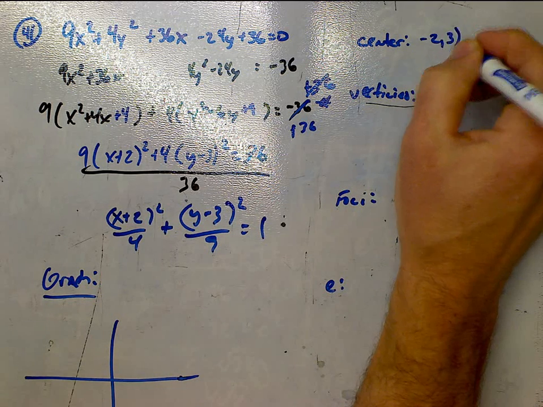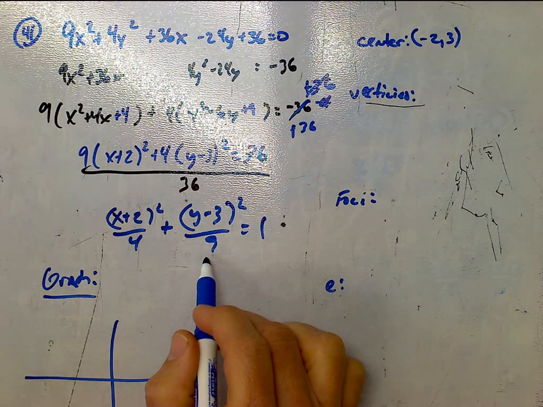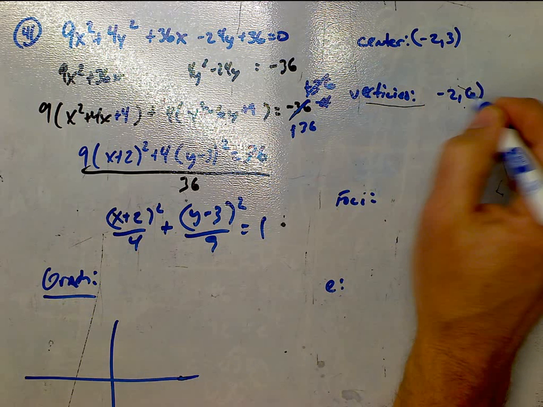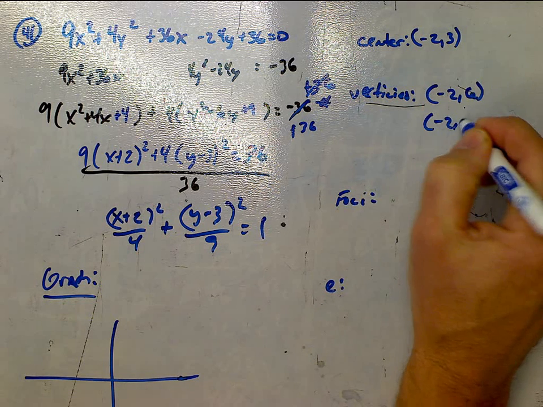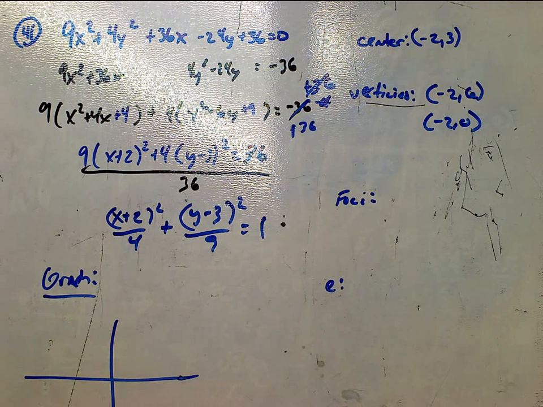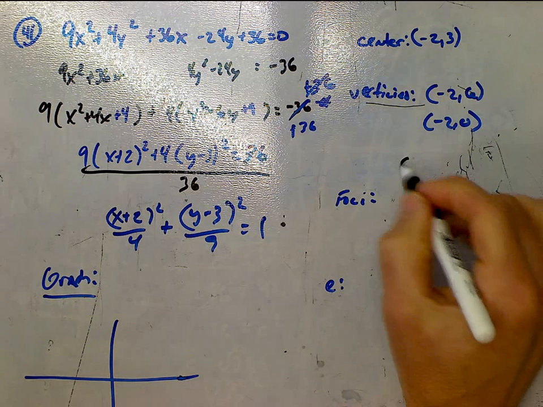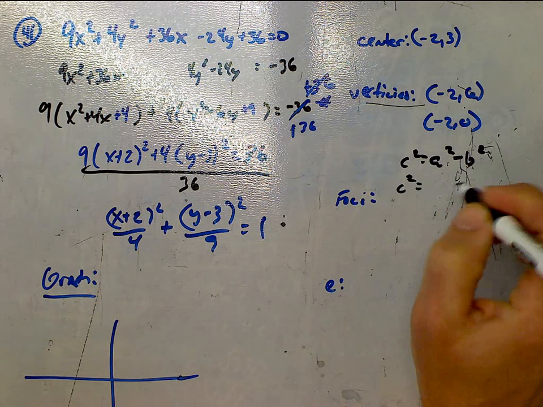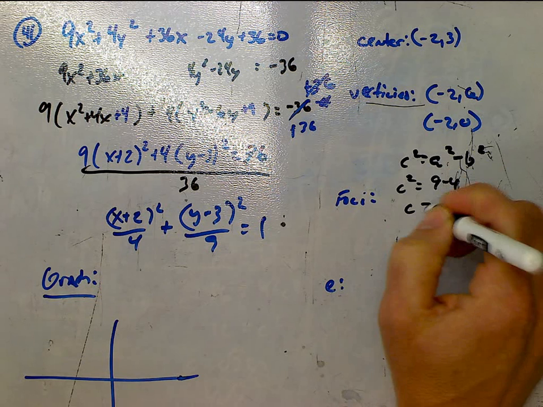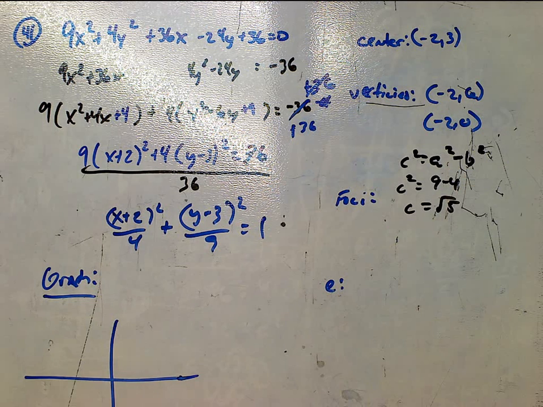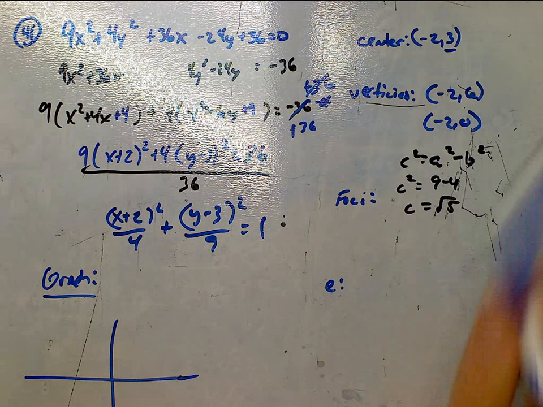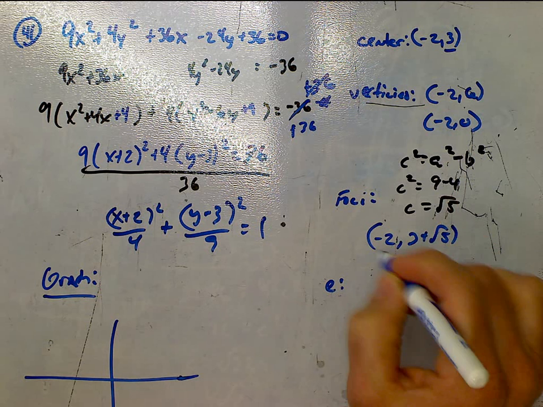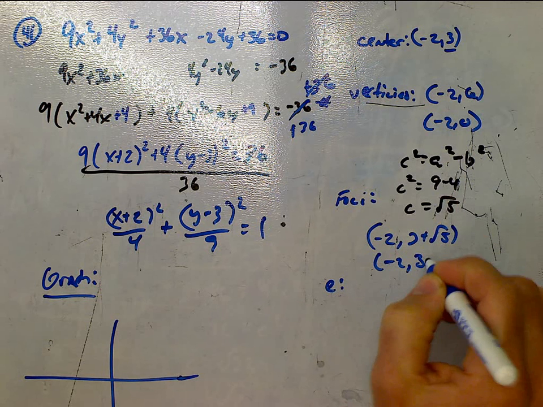Looks like the bigger number is 9. The square root of 9 is 3, so I'm going to add 3 to the y: negative 2 comma 6. Subtract 3 from the y: negative 2 comma 0. Again, with the foci, c squared equals a squared minus b squared. So c squared equals 9 minus 4, so c is the square root of 5. From my center, negative 2 comma 3, it goes in the y direction. So negative 2 comma 3 plus the square root of 5, and negative 2 comma 3 minus the square root of 5 for the other focus.